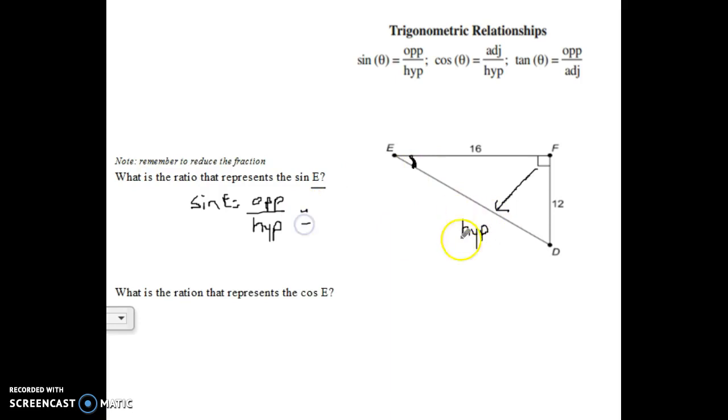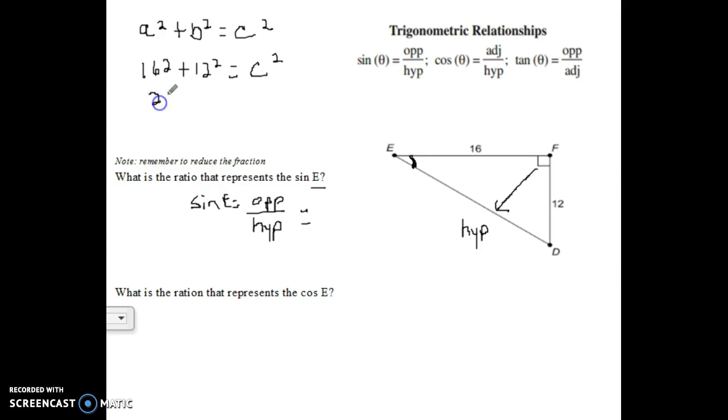So we don't have that measure, right? But it's a right triangle, and if it's a right triangle, remember we can use the Pythagorean theorem, a squared plus b squared is equal to c squared. So we can find the measure. The first thing you want to do is find the measure of the hypotenuse. So we can say 16 squared plus 12 squared is equal to c squared. That's what we're looking for.